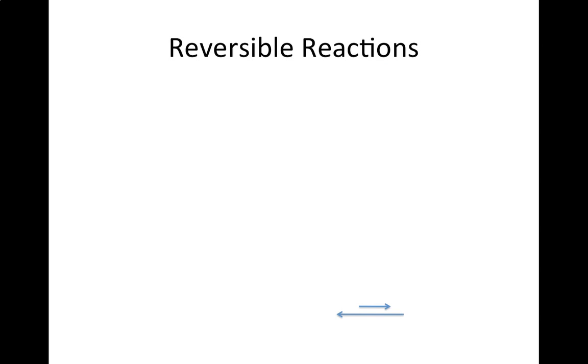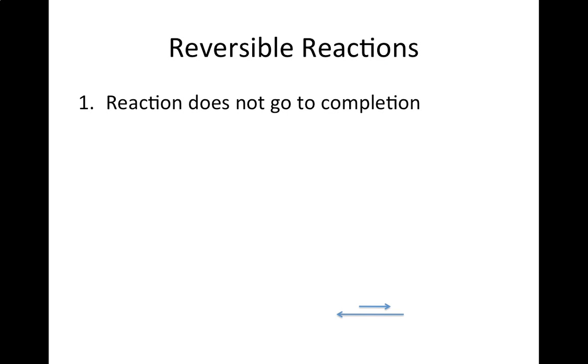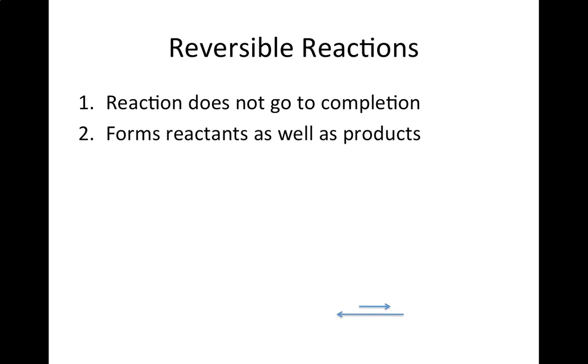So we have what's called a reversible reaction. The reaction does not go to completion, so we don't have that low activation energy. We've got the same energy in both directions. It's forming the reactants as well as the products. So once some products are formed, it goes back and forms some more of the reactants and vice versa.